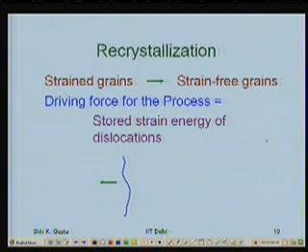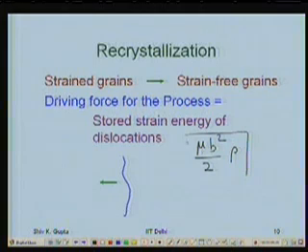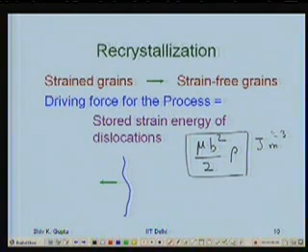And the energy of the dislocations, you recall, stored is mu b squared by 2 times the dislocation density per unit volume of the material. Mu b squared by 2 is the energy per unit length. The density is length per unit volume of the material. So therefore, this is the energy stored in joules per cubic meter. That's the delta G.